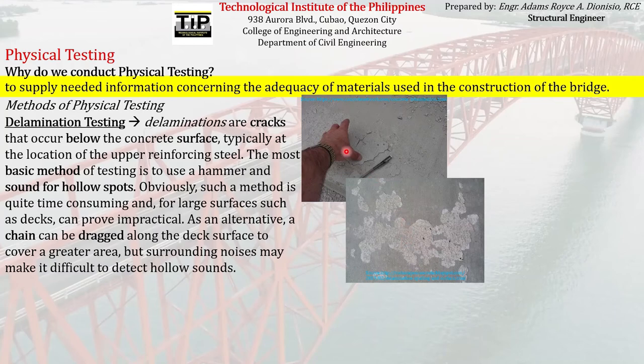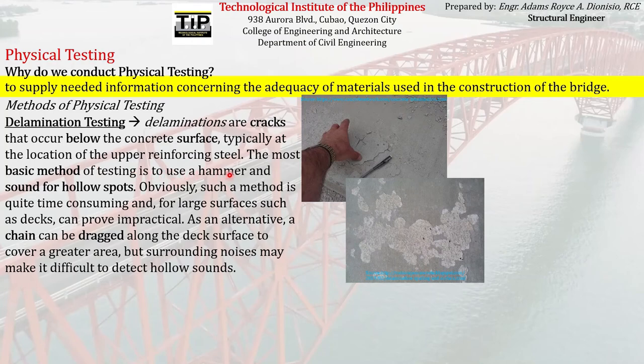So these delaminations can actually affect the strength of the particular component where the delamination occurred. So they must be detected immediately so that proper rehabilitation or maintenance can be provided to them, so that the effect of the delamination will be reduced if not totally eliminated.